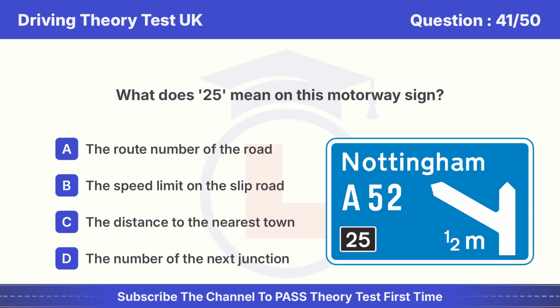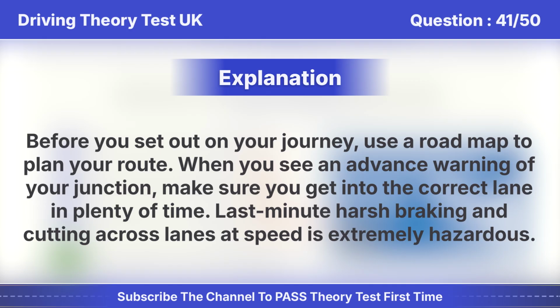Question 41. What does 25 foot mean on this motorway sign? Answer is D. The number of the next junction. Before you set out on your journey, use a road map to plan your route. When you see an advance warning of your junction, make sure you get into the correct lane in plenty of time. Last-minute harsh braking and cutting across lanes at speed is extremely hazardous.